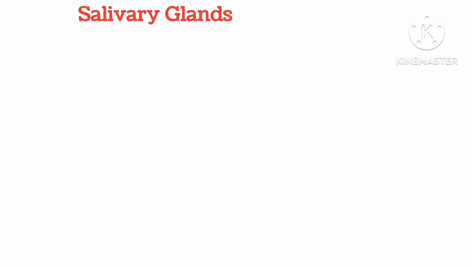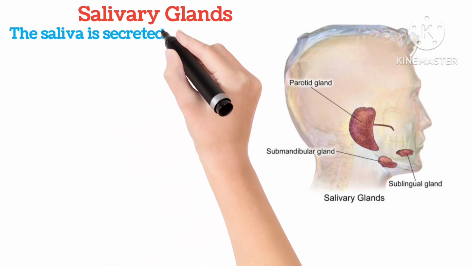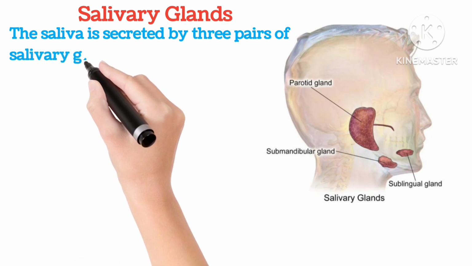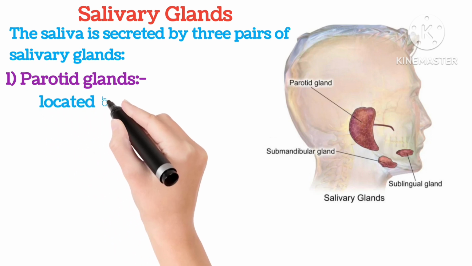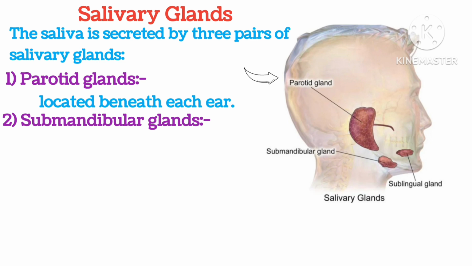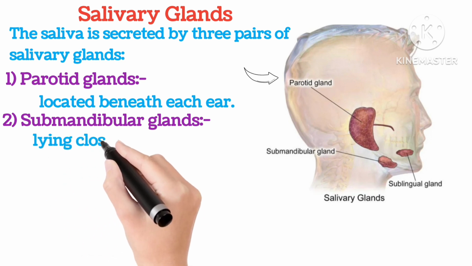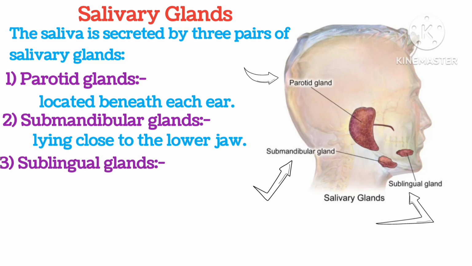Salivary glands. Saliva is secreted by the three pairs of salivary glands. First is the parotid gland. It is located beneath each ear. You can see in the picture. Submandibular glands, they lie close to the lower jaw. Sublingual glands, they lie below the tongue.